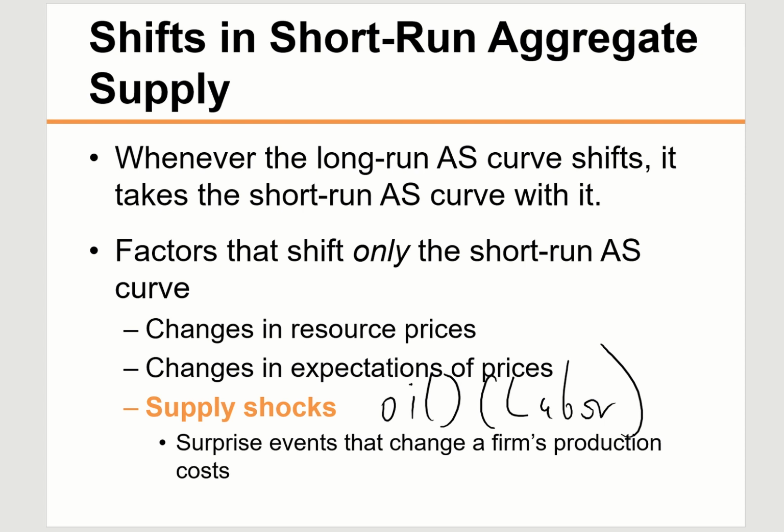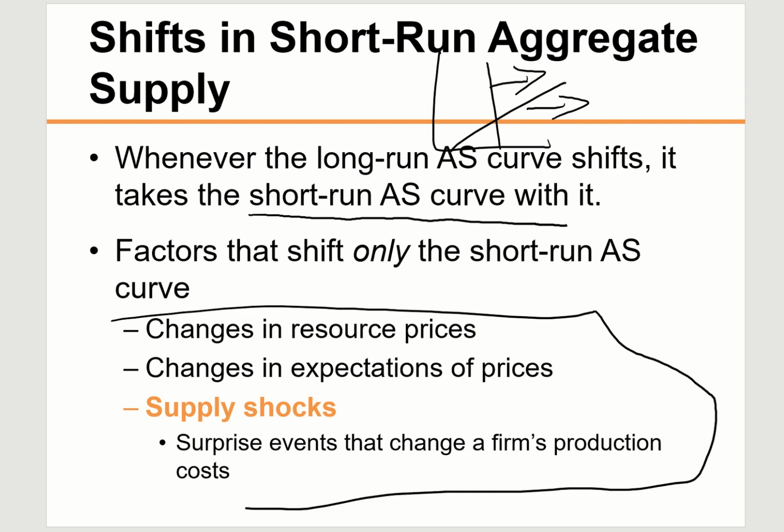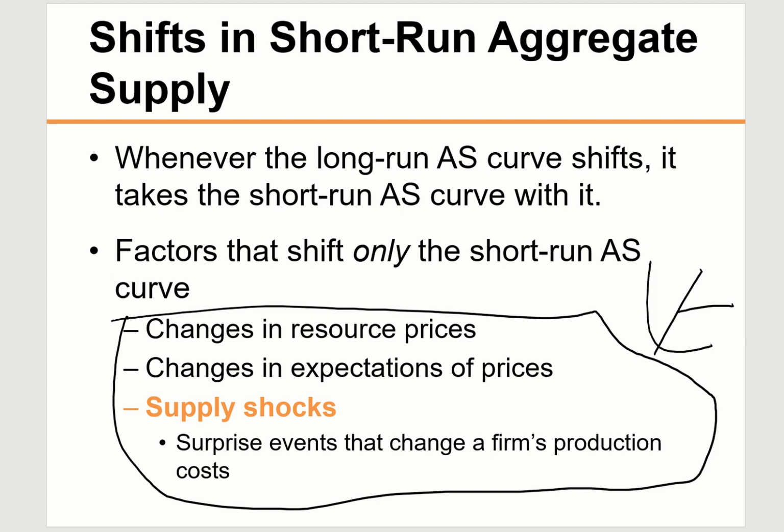Now, however, every time your long run aggregate supply curve shifts, you will shift your short run as well. So if your long run curve shifted to the right, then your short run will be shifting to the right as well. So you're going to shift both of them. But if this third one happens, you will only shift your short run. Your long run will stay the same. Okay, so let's see how this works.